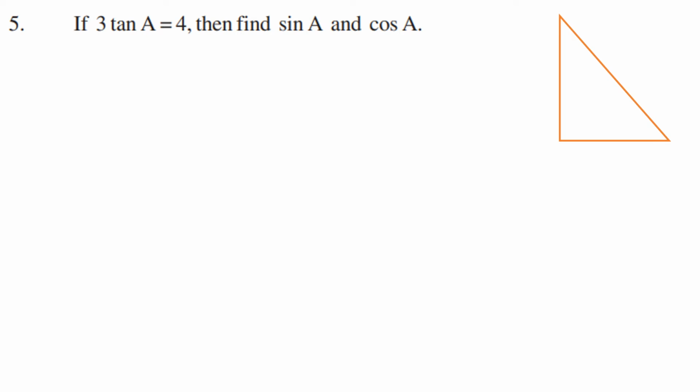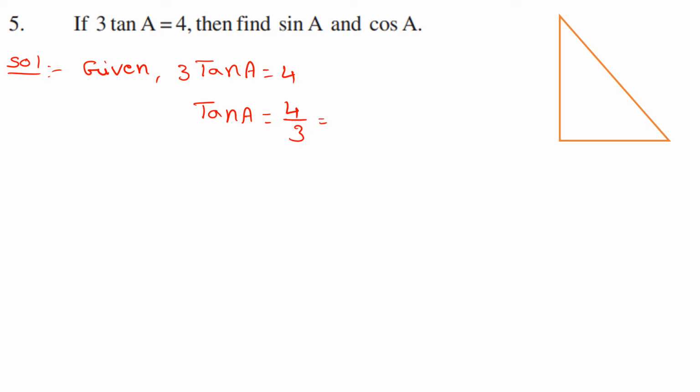Write the solution here. They have given 3 tan A equals 4, then tan A equals 4 by 3. That means opposite by adjacent. Now we take that angle A here. They have given sin A and cos A, so that's why we should take A here. Angle B equals 90 degrees and C is another acute angle.